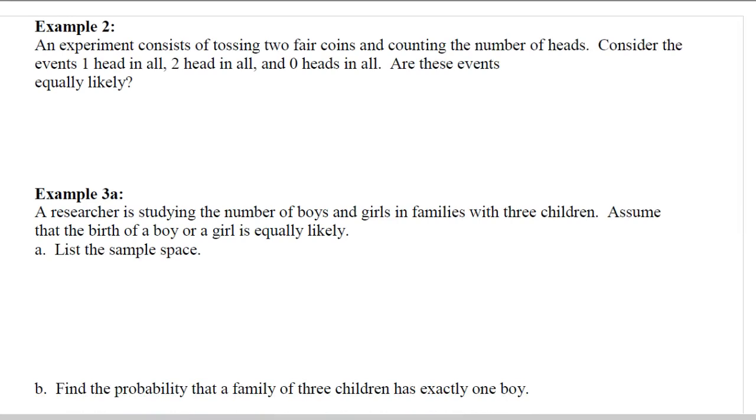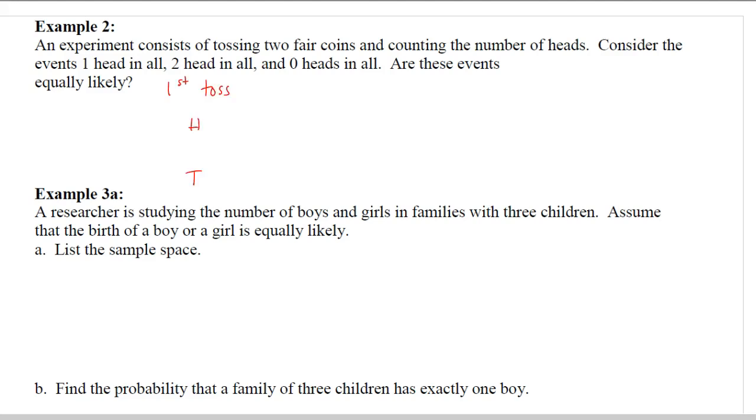So let's look at this example. It says an experiment consists of tossing 2 fair coins and counting the number of heads. Consider the events of getting 1 head in all, getting 2 heads in all, or 0 heads in all. And are these events equally likely? Well, to start out with, we need to come up with a sample space. We want to figure out what are all the possible outcomes we could get with flipping 2 coins. An easy way to do this is to create a tree diagram.